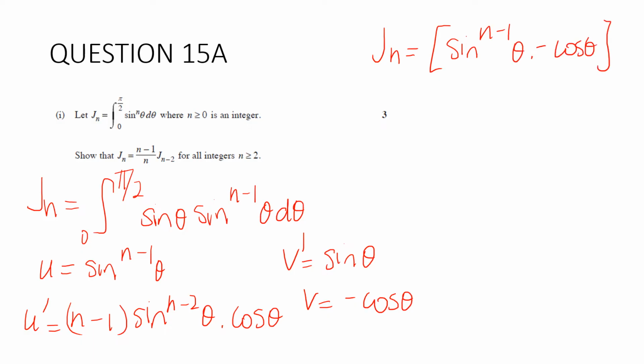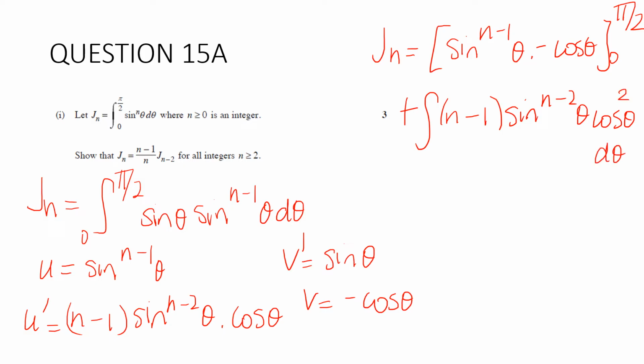Our limits are 0 and pi on 2. Take away u dashed times v, which is negative cos, so that makes that a plus, and this will be cos squared theta d theta equals. Now, when I substitute pi on 2 in, I get 0, and when I substitute 0 in, I get 0, so that's all gone.